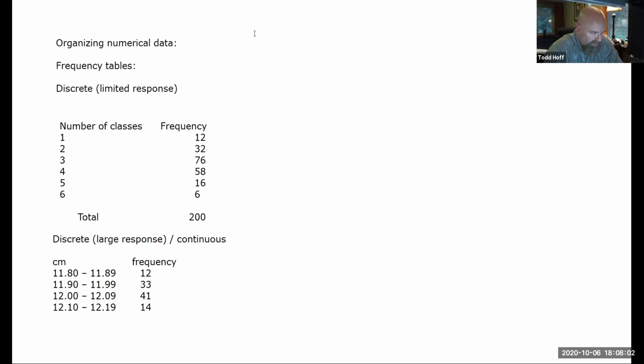From those, we can create a histogram. A histogram is very similar to a bar graph with a couple of big differences. The first big difference is, of course, that along the bottom, we're not going to have categories anymore. We're going to have numbers. So here we might have our classes. And of course, over here is going to be frequency still.